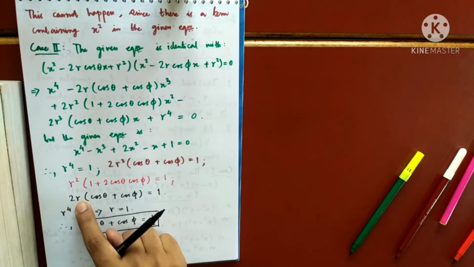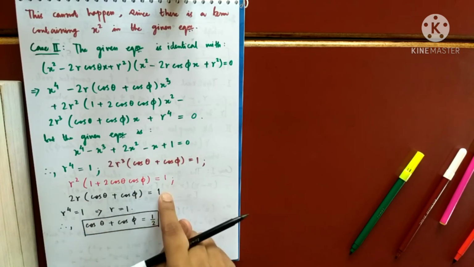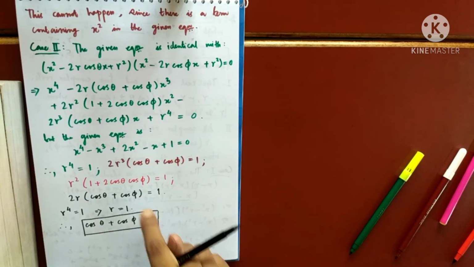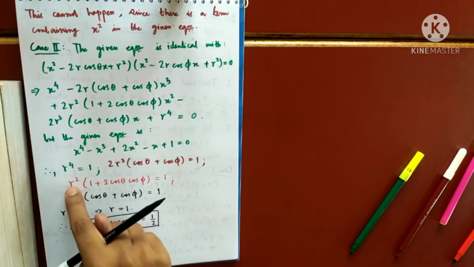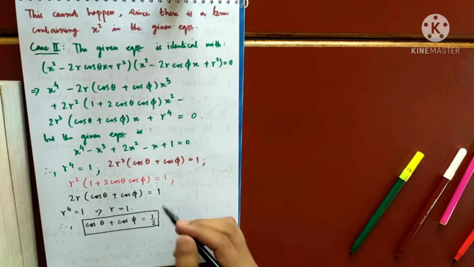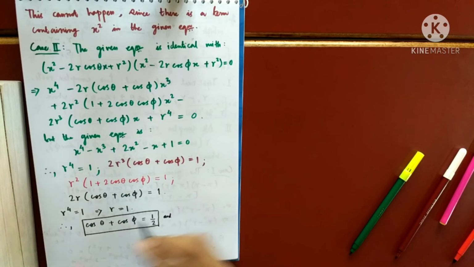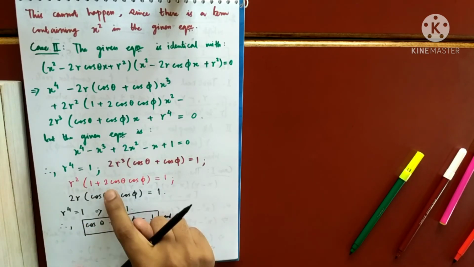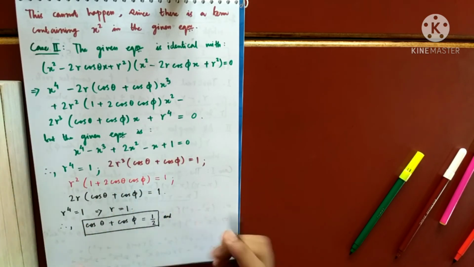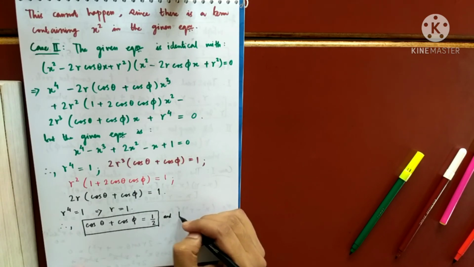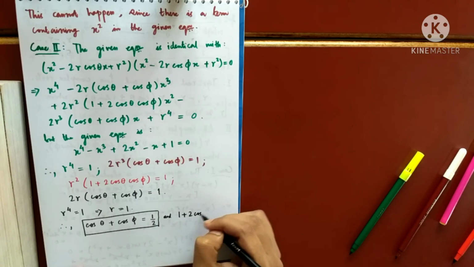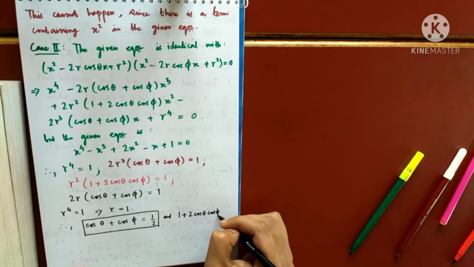Similarly, if I am putting r1 here, I am getting cos theta plus cos phi equals half, which I have already written. So no need to write this. Now, when r square equals 1, what am I getting? So this is 1, and 2 cos theta cos phi. 1 plus 2 cos theta cos phi equals 1.